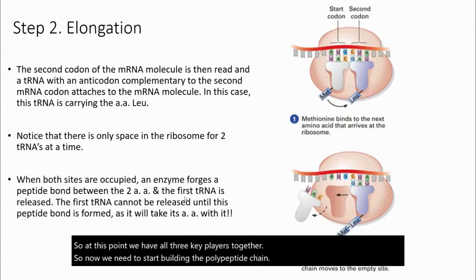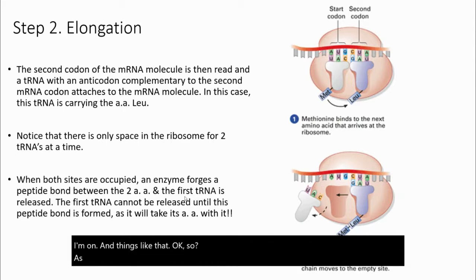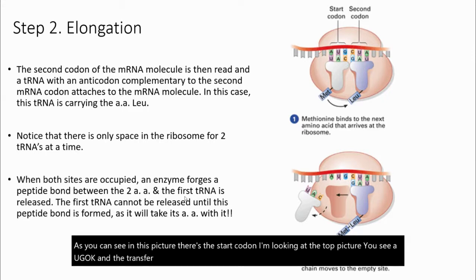And so there's a lot of notes on here, but I want you to look at the pictures while I talk, because I think that's going to help make more sense than you trying to figure out what bullet point I'm on and things like that, okay? So as you can see in this picture, there's the start codon. I'm looking at the top picture. You see AUG, okay? And the transfer RNA has attached to it and brought methionine. We saw that in the initiation step.